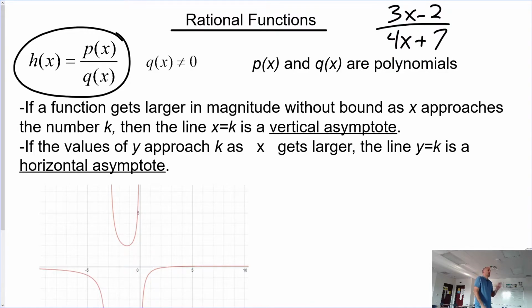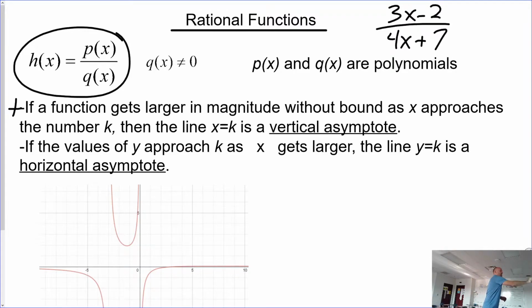What I'm describing here, when you hit pause, get this stuff down in your notes. Rational functions can, not all of them do, but most of them do, have these things called asymptotes. It's what the graph is doing near a certain x value, or what the y values start to approach.